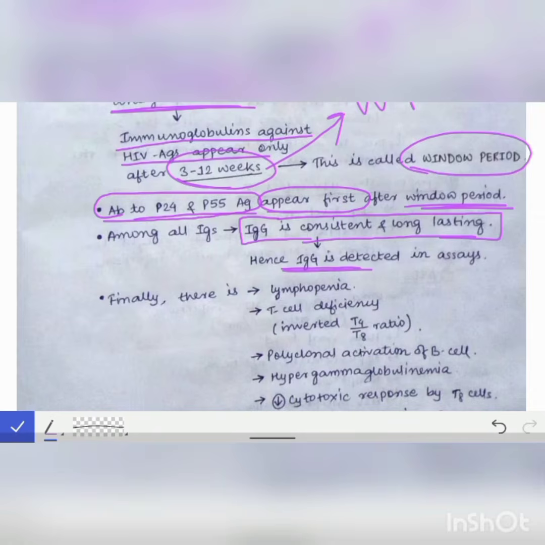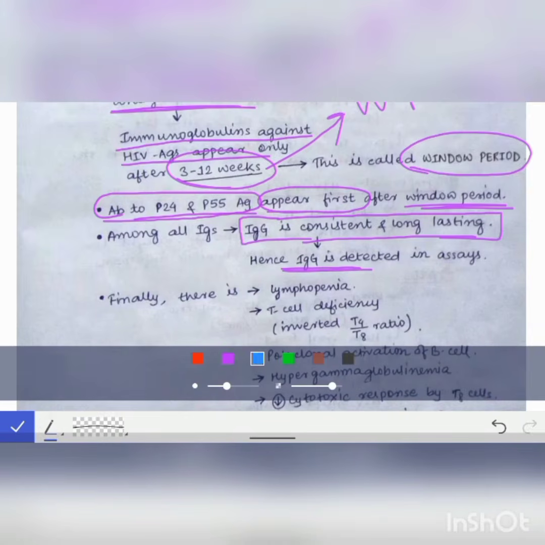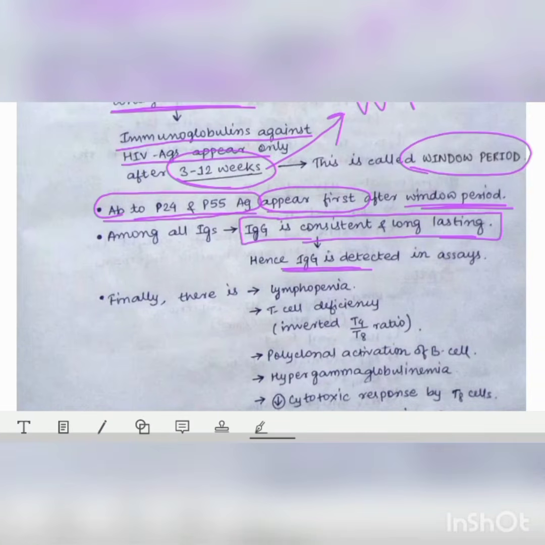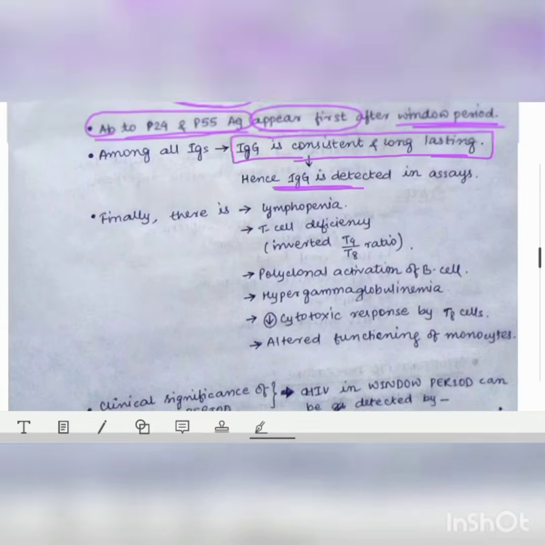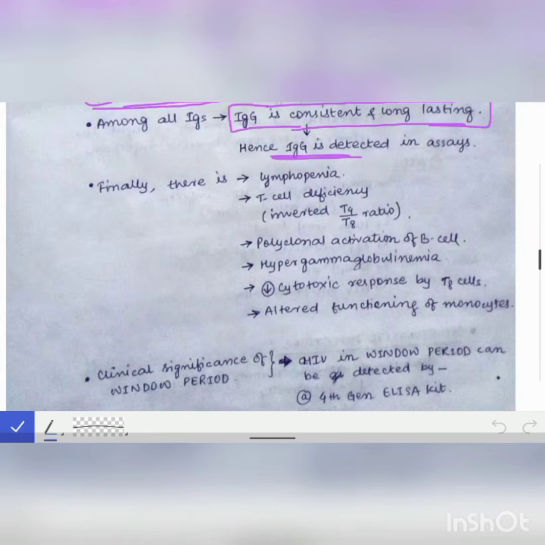So this is how the immune system is responding to the HIV on a long term basis. So we try to detect the IgG antibodies for the diagnosis of HIV, and the antibodies first to appear after the window period are the antibodies against the P24 antigen and P55 antigen.